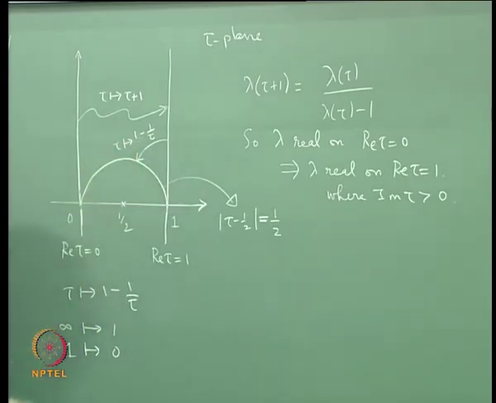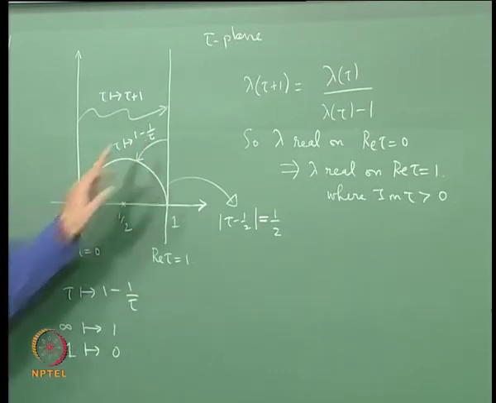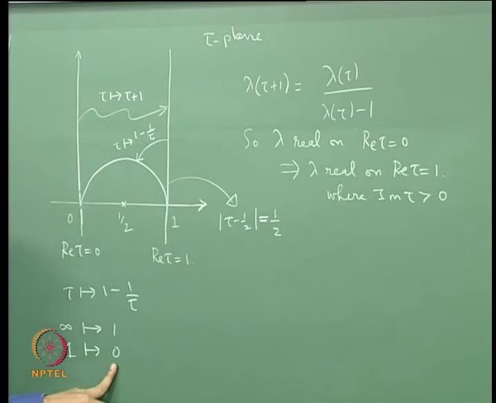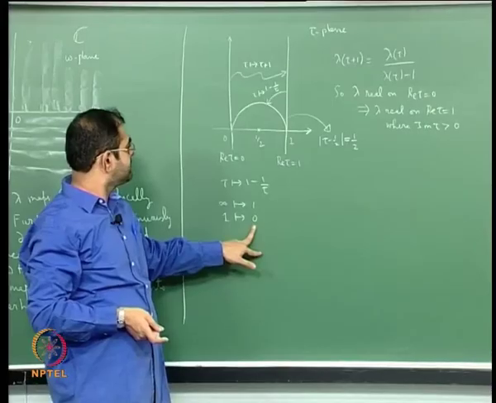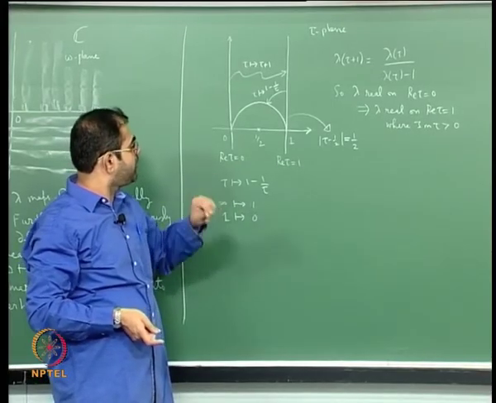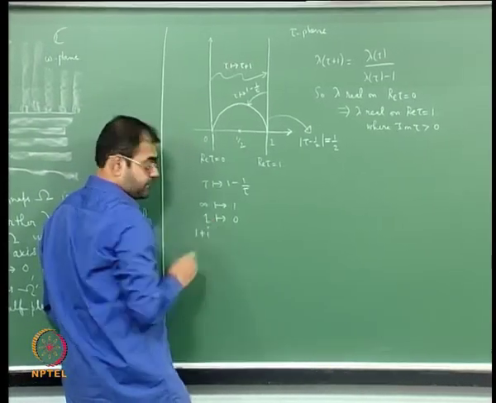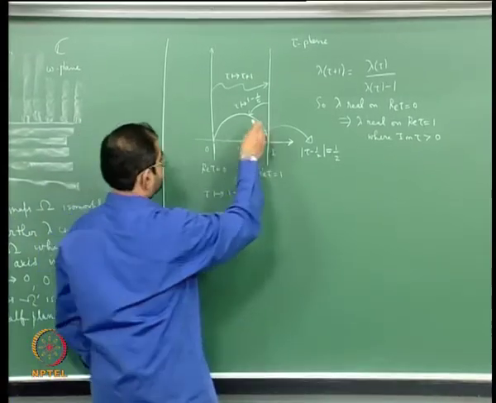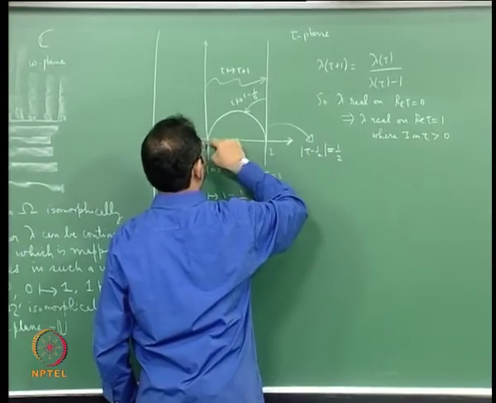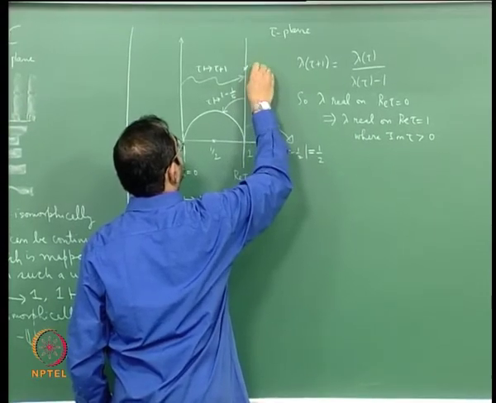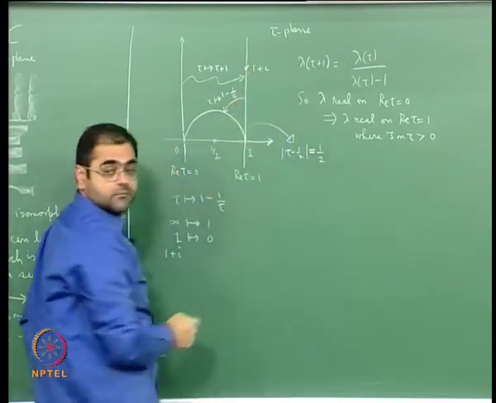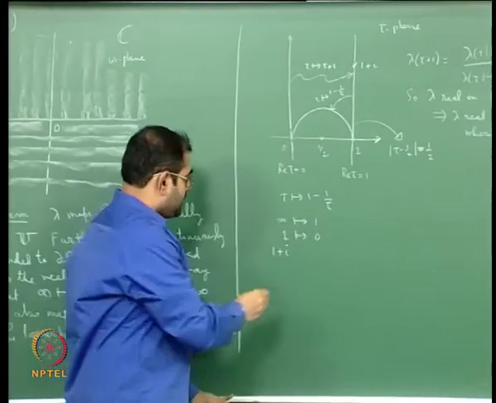I'm only worried about this transformation, I am not applying lambda. So if I put tau equal to 1, 1 goes to 0. And if I put something in between, say for example, suppose I put tau equal to 1 plus i, which is this point here, 1 plus i is somewhere here, this length being 1. Then 1 plus i will go to what?